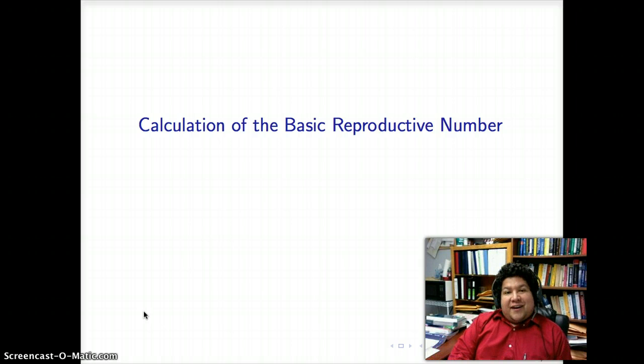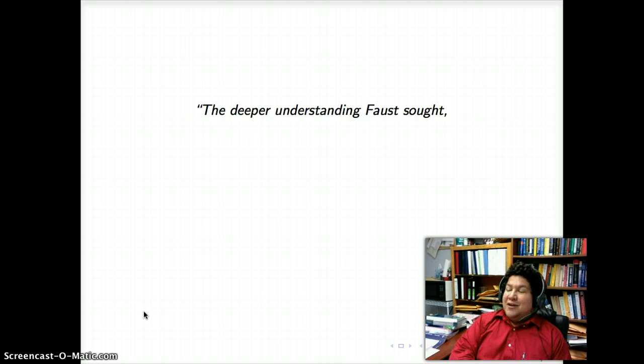So here we're going to see how this calculation relies on computing eigenvalues of a matrix, and the science here is putting together this matrix, the so-called next generation matrix. But before we jump into these technical details, we start this lecture with nothing less than this.